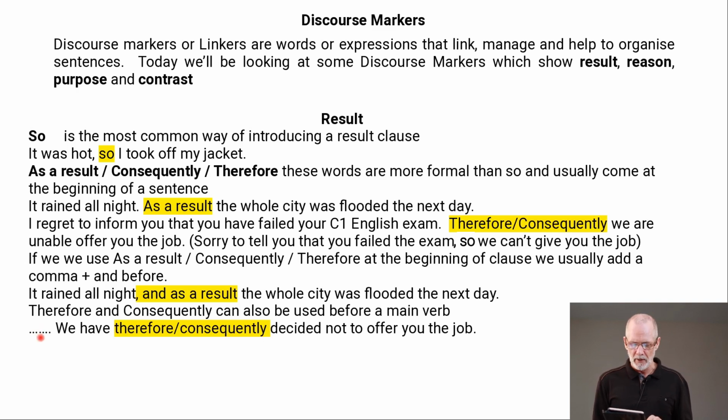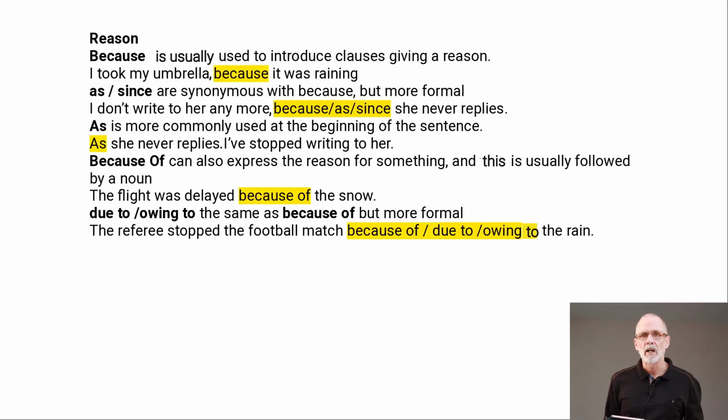Another rule that I have here is therefore and consequently can also be used before a main verb. Let's have a look at an example. We have therefore decided not to offer you the job. Or we have consequently decided not to offer you the job. Here, therefore and consequently are before the main verb decided. Okay, very good. Let's continue with discourse markers of reason.